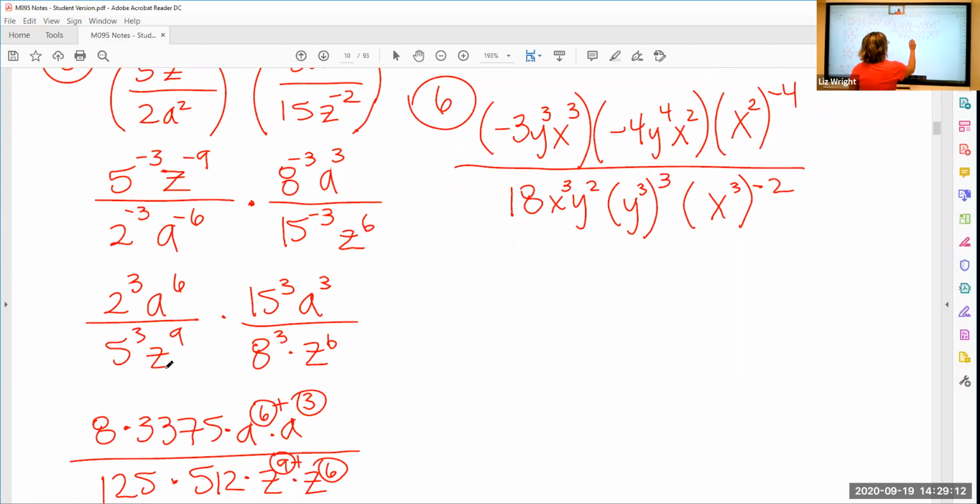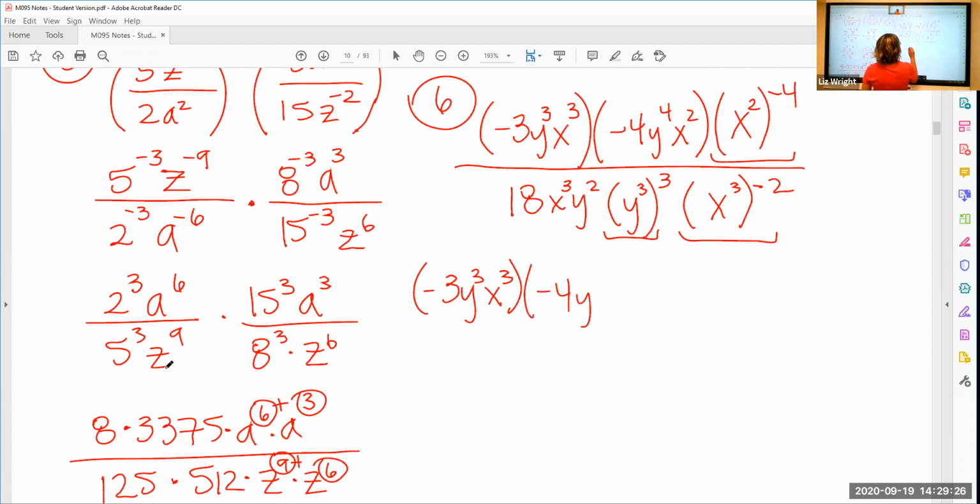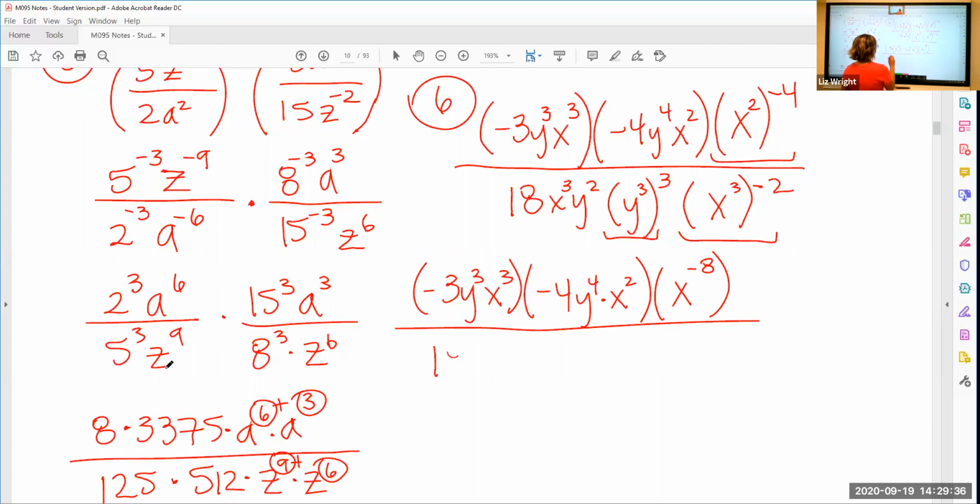So the first thing I'm going to take care of are these pieces right here. I would urge you to do that first. And so then I'm just going to rewrite this part, negative 3, y to the third, x to the third, negative 4, y to the fourth, x squared. Then I'm going to have x to the negative 8. In the denominator, I'm going to have 18x to the third y squared times y to the ninth times x to the negative 6. I don't know if you noticed, on the denominator I got rid of my parentheses.